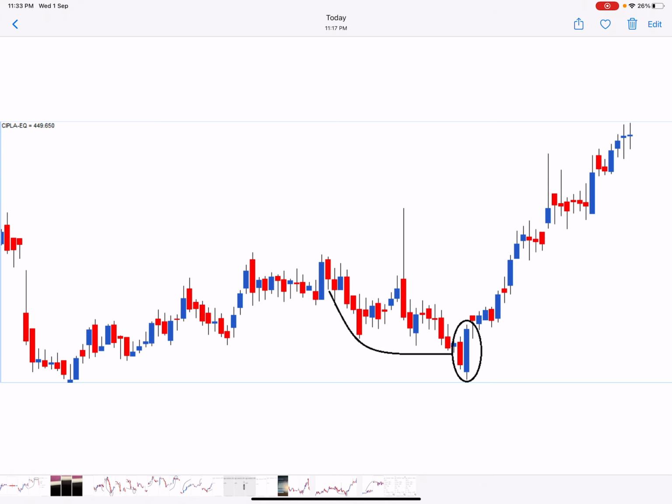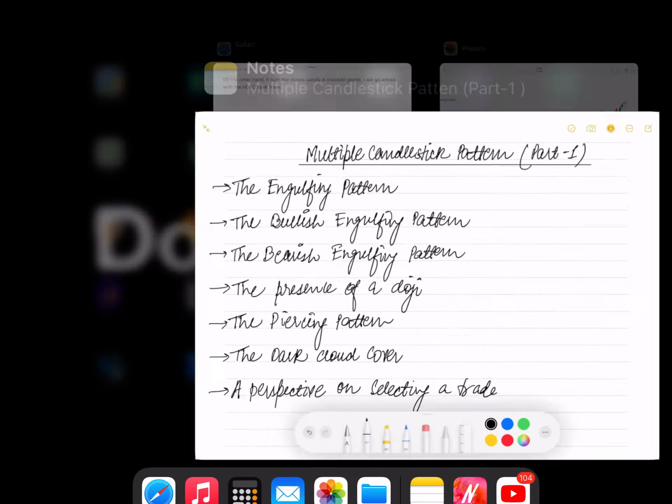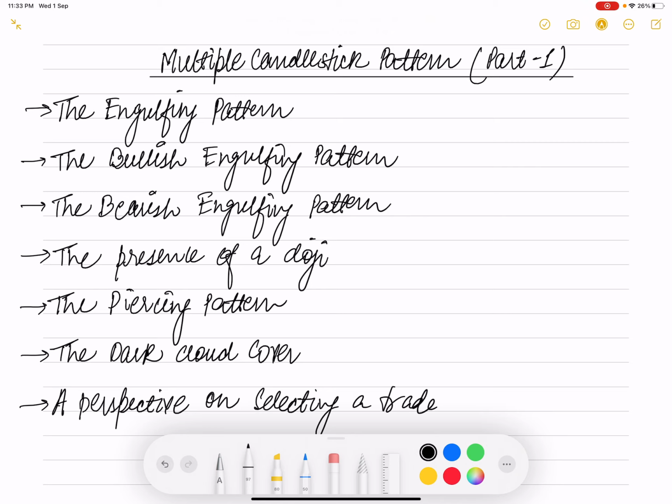So now coming to the third topic, the bearish engulfing pattern. The bearish engulfing pattern is a two candlestick pattern that appears at the top end of the trend, making it a bearish pattern. The thought process remains very similar to the bullish engulfing pattern, except one has to think about it from a shorting perspective.